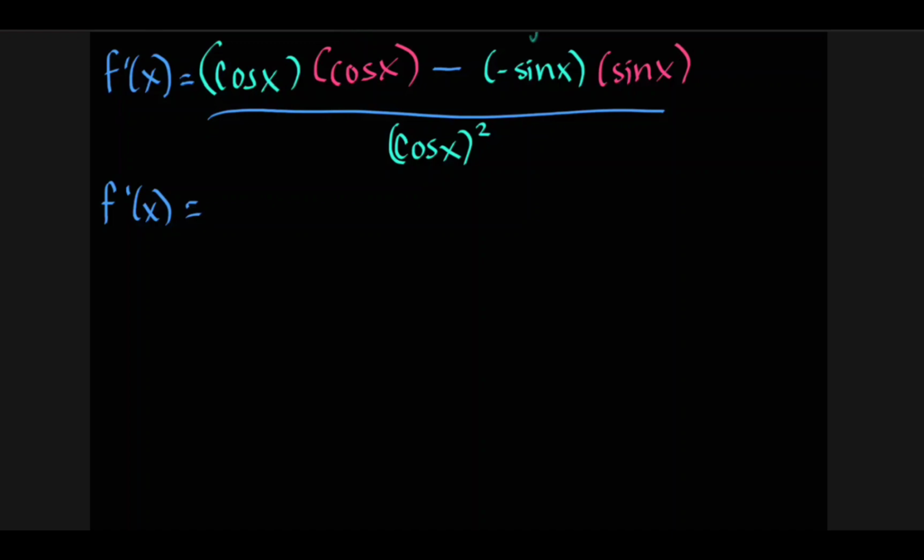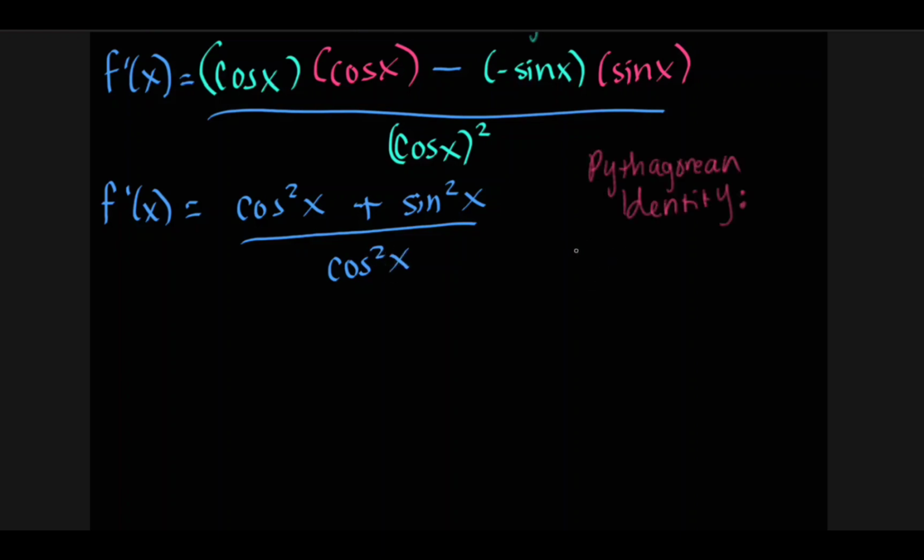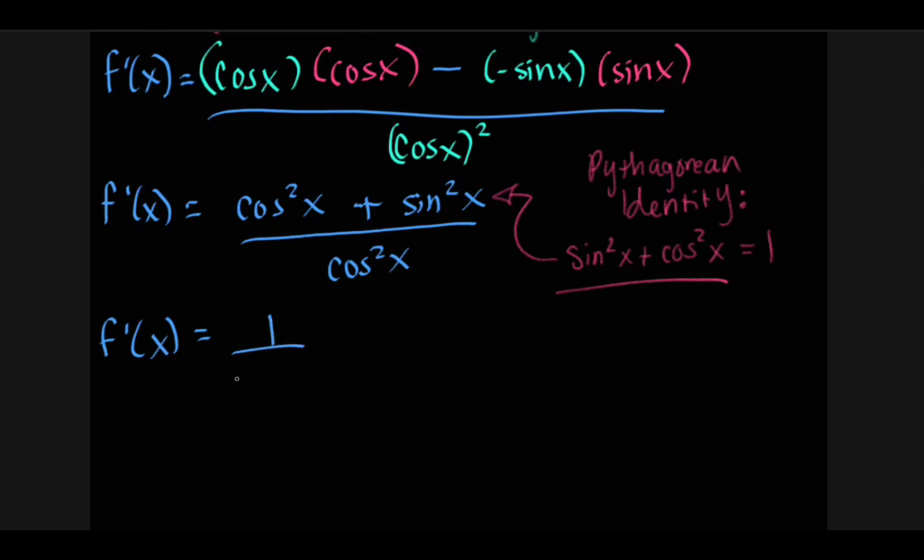Now that we have our function, we can go ahead and simplify it. So cosine times cosine will be cosine squared x. And then here I see there's a double negative being multiplied in. So we'll have a positive sine times sine, which is sine squared x, all over cosine squared x. We have a Pythagorean identity here on the numerator, which is sine squared x plus cosine squared x, which equals 1. Which means our numerator is equal to 1. So f prime of x equals 1 over cosine squared x. And that's it. We're done.